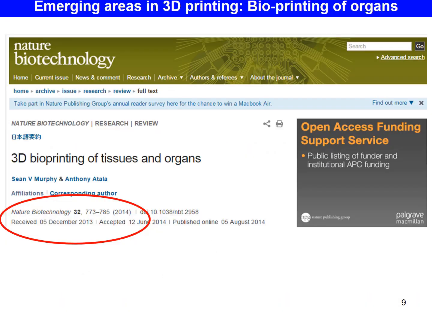In addition to printing metals, one can build biomaterials, and this is a nice, relatively recent review of 3D bioprinting of tissue and organs in Nature Biotechnology. So in addition to being able to print plastic and aluminum or metals, one can print biomaterials. And I'll make comments a bit later on this issue.